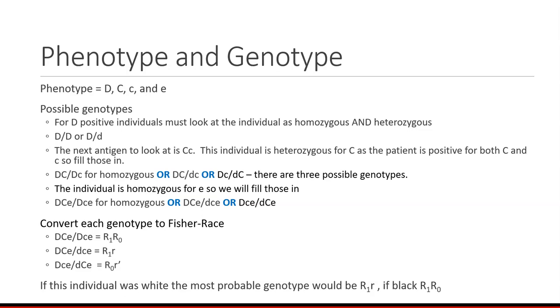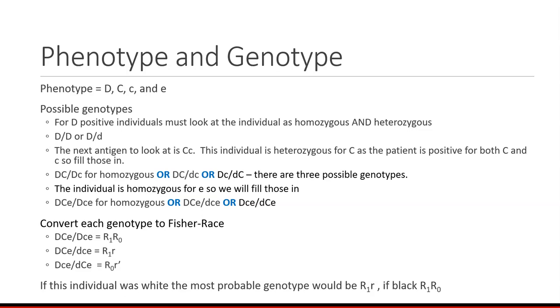How do I know that? There's no big E present. When we added the drops of anti-big E to the cell, there was no reaction. So take this step by step by step. For the possible genotypes, again, I can't emphasize enough that for D positive individuals, you must look at the individual as homozygous for D and heterozygous for D. So we write D/D or D/little d.